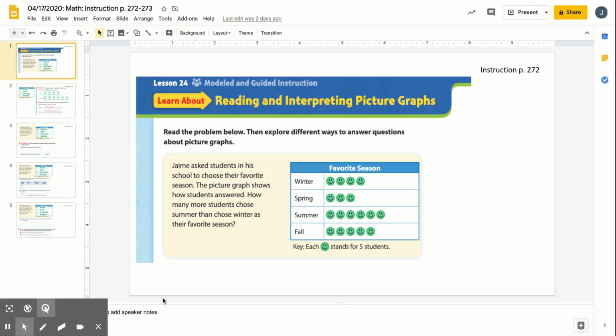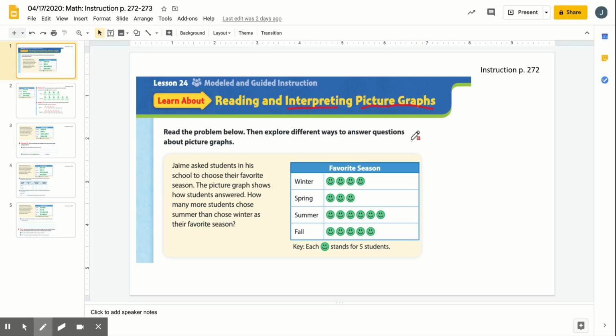For today's math instruction, we're going to be in our math instruction book on pages 272 and 273. Today, we're going to learn how to read and interpret picture graphs. So, this word interpret just means to find the meaning. When we interpret something, we're finding the meaning of it. So, we're going to try and find the meaning of picture graphs.